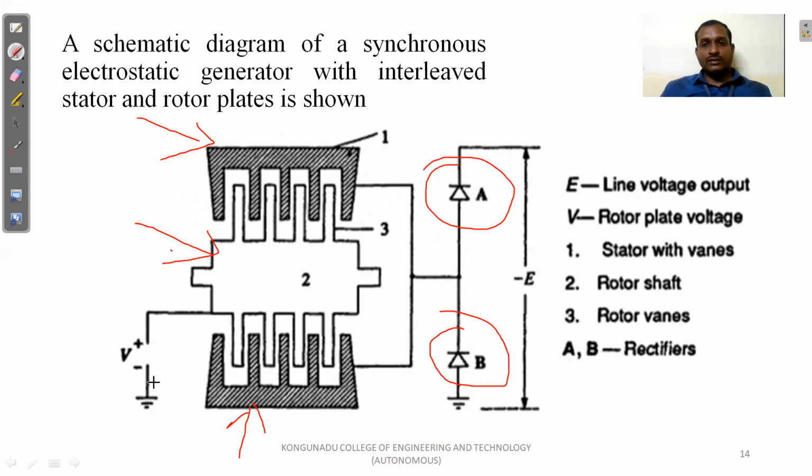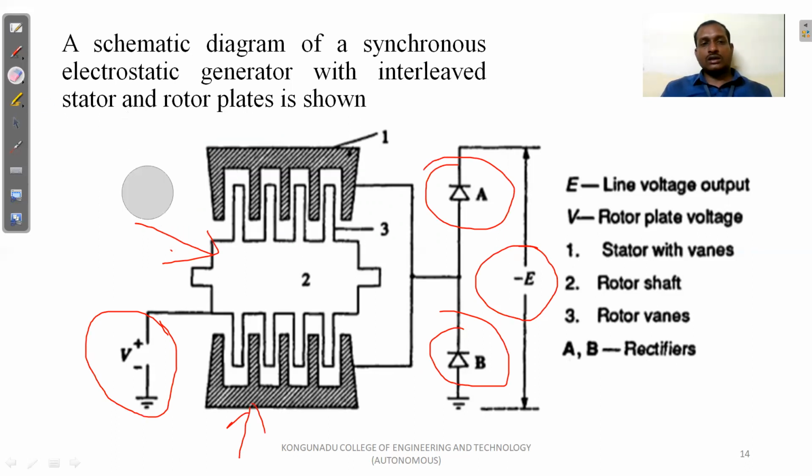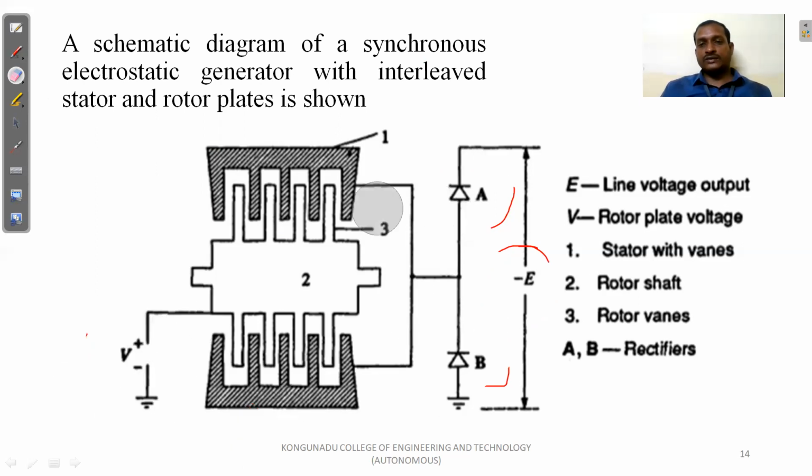This is the rotor plate voltage. We maintain plus or minus V as the rotor plate voltage. Here E is the line voltage output. This is the construction of the electrostatic generator. Stator and rotor interleaved vanes are there, and two rectifiers A and B are there. We give the rotor plate voltage plus V, and the output is minus E, the line voltage output.